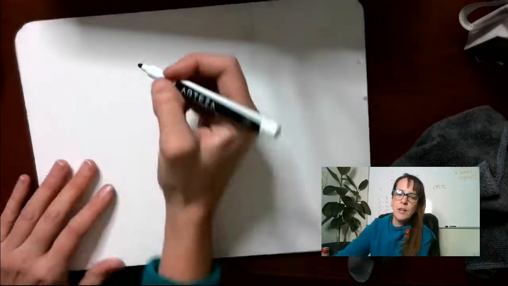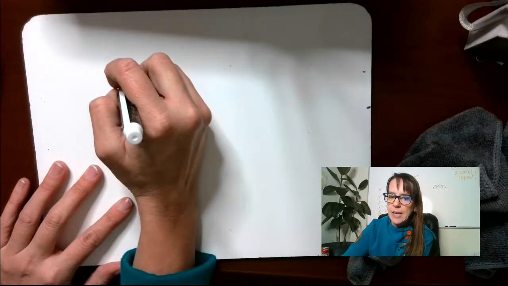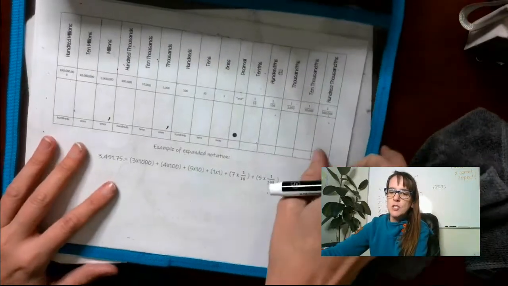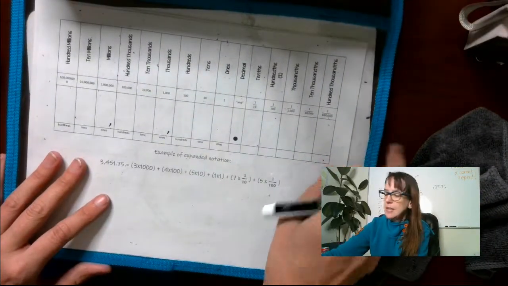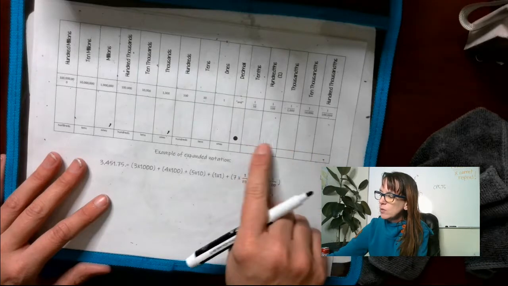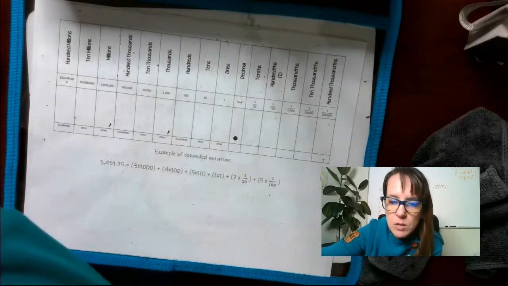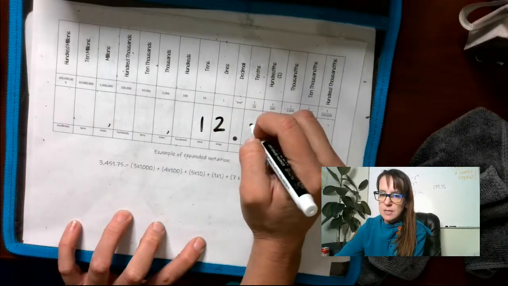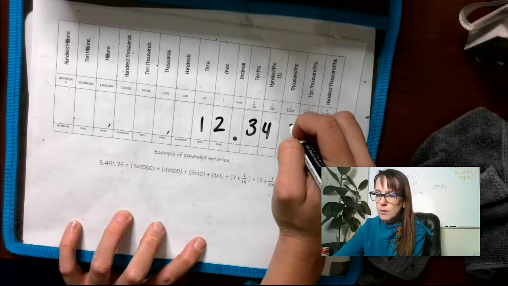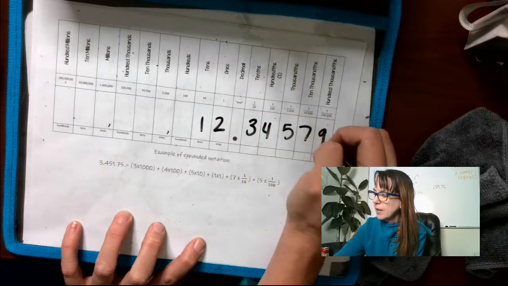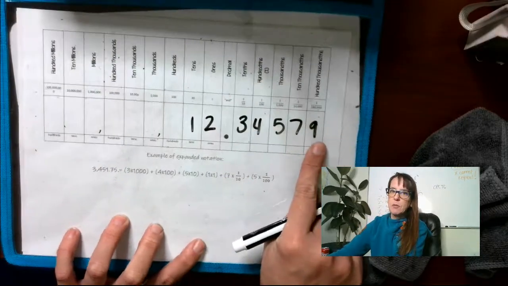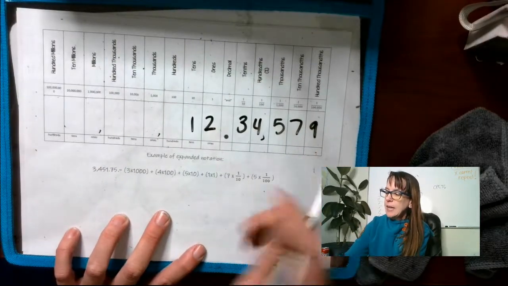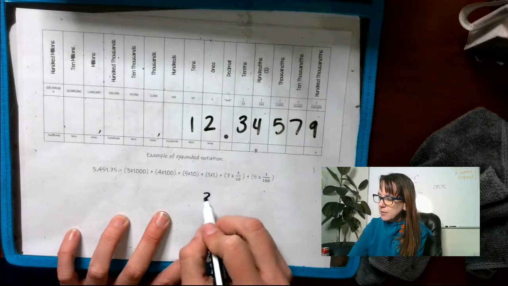So number 3: in the number 1, 2, 3, 4, 5, 7, 9, which digit is in the thousandths place? This is how I have this set up to use. 3, 4, 5, 7, 9. Looking at this, I would read it out like I normally do, if that was a normal number. Let's just rewrite it down here.